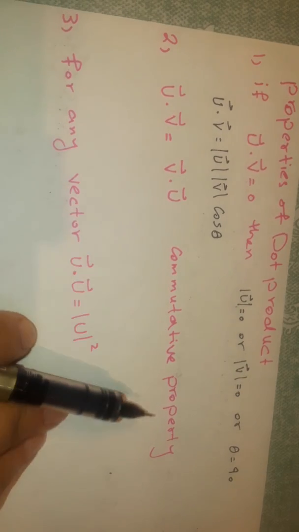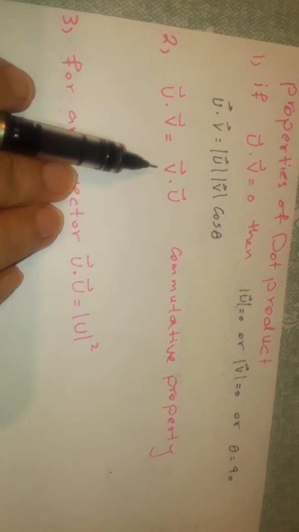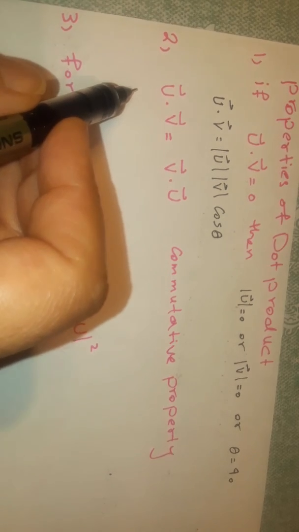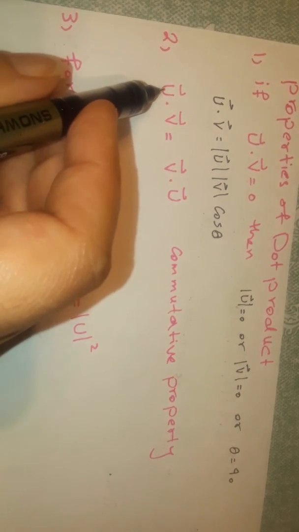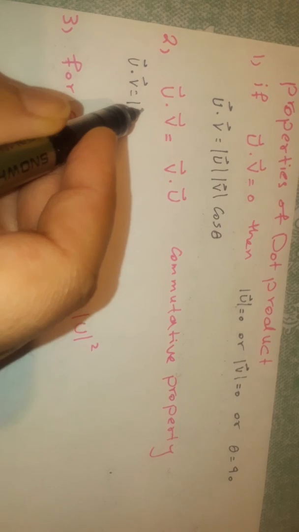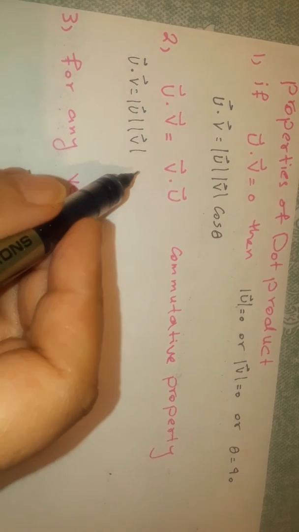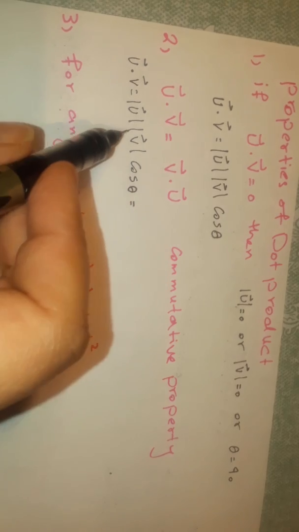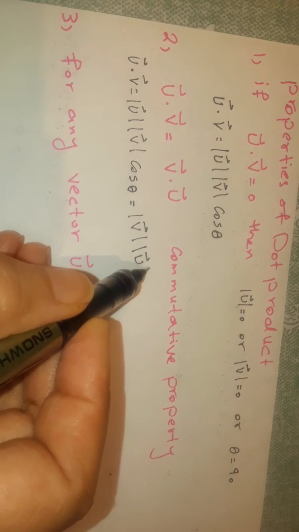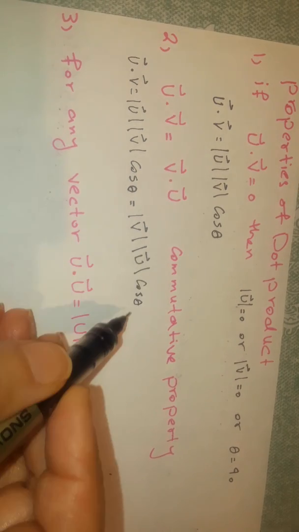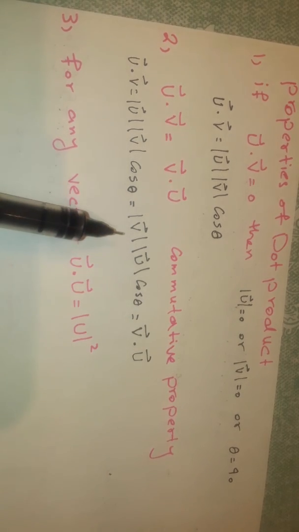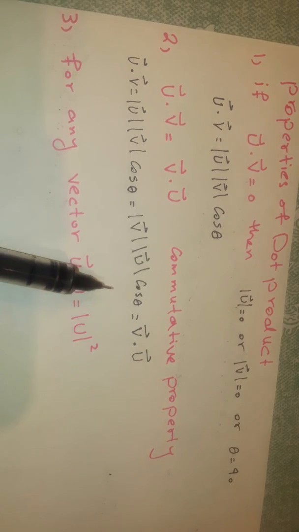The next one is the commutative property. So U dot V is equal to V dot U. How do I know that? Let's see. U dot V, what is it? The magnitude of U multiplied by the magnitude of V, cosine of the angle between them, right? Because this is multiplication, I can say V and then multiply by U, right? So this is going to be V dotted with U. So it doesn't matter which one is first. So it's just the commutative property.